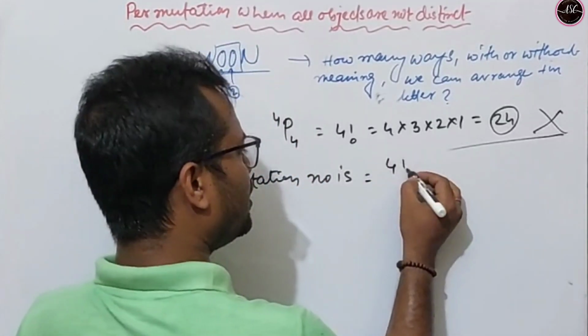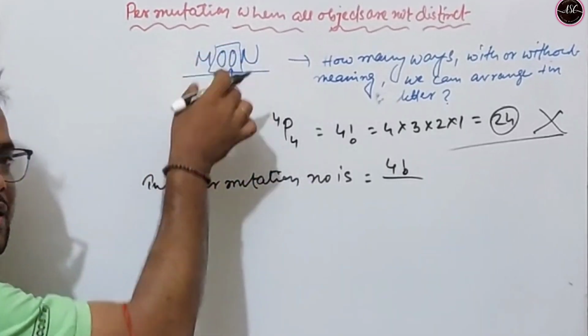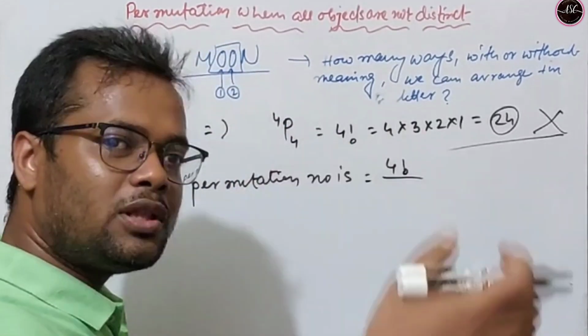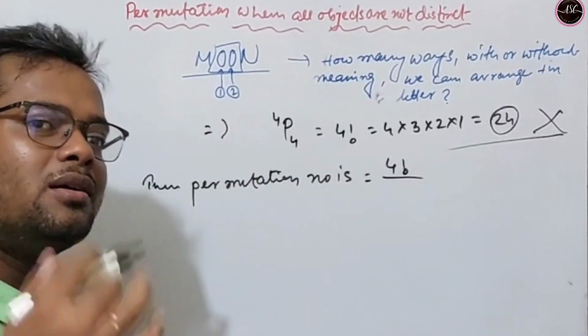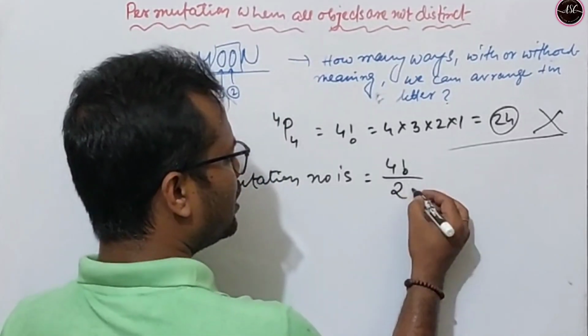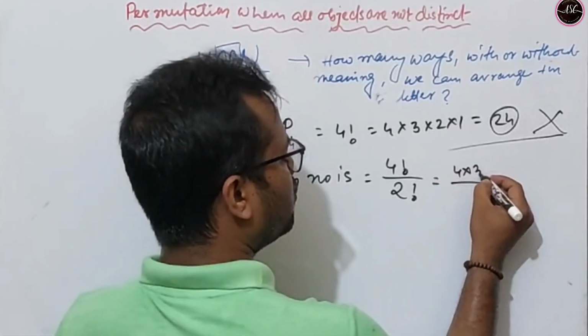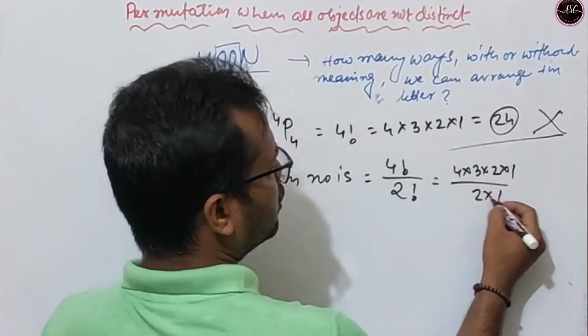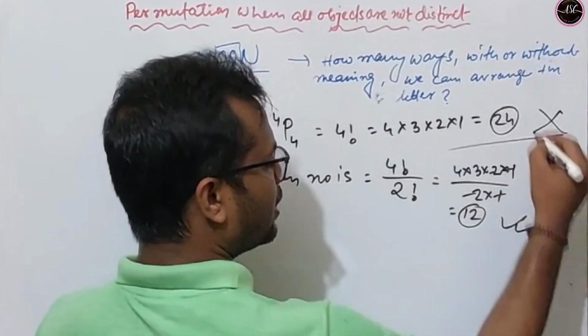So write 4 factorial, and divide by the factorial of the count of the letter that occurs twice, thrice or more. Here O occurs 2 times, so write 2 factorial. So the value will be 4 into 3 into 2 into 1 divided by 2 into 1. So 2 into 1 will be cancelled out. So there are 12 ways. This is the right answer.